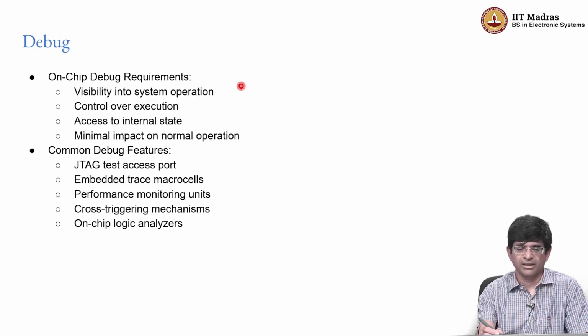Now the verification is more at the design level, but after implementation you still have the requirement for debug. You need some kind of visibility into the system operation as well as control over execution. Some of the most common debug features are what's called the JTAG, or Joint Test Action Group, taps or test access ports. A JTAG tap is a means by which we can get access to the internals of the FPGA, or in general any digital design can have a JTAG tap associated with it.